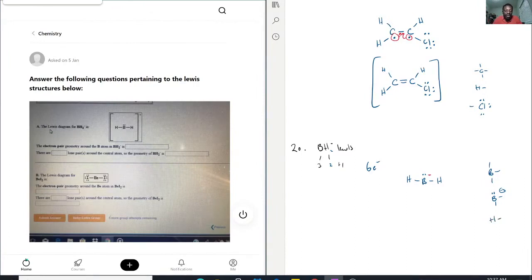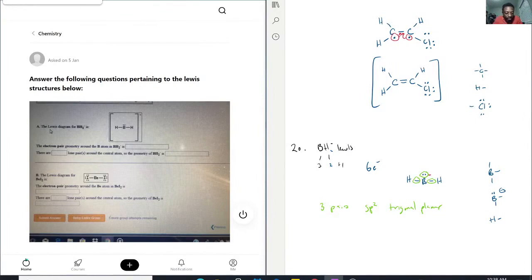So with that being said, the electron pair geometry around the B atom in BH2- is, so electron pair geometry based on the central atom, we have to circle the amount of pairs it has. It has one bonding pair, another bonding pair, and one lone pair. So in total, we have 3 pairs. This is known as sp2 hybridized, and for this shape we say that it's a trigonal planar. Okay, that is what we say when it comes to the electron pair geometry.